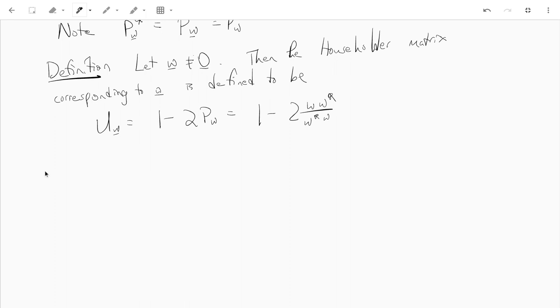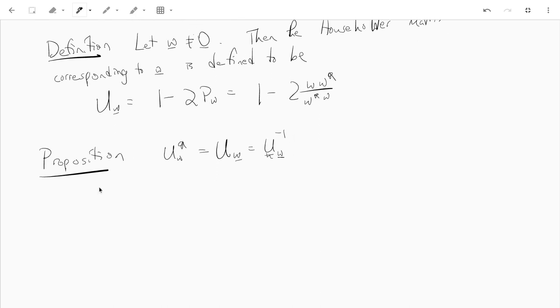Okay, so some basic properties are that these Householder matrices are unitary. And if w is in R^n, then U_w transpose equals U_w equals U_w inverse. So if w is a real vector, then U_w is actually an orthogonal matrix.